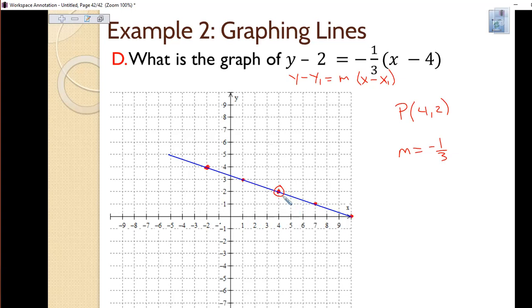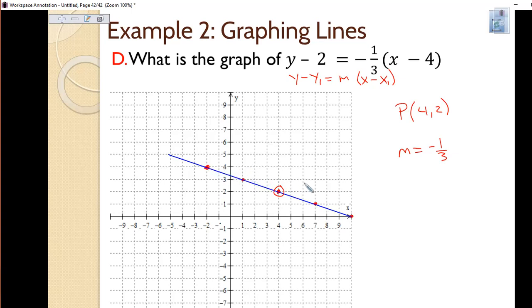So now we're going to apply the slope to this point, which means I want to go down 1 and run 3. Down 1, 1, 2, 3. Now I could have applied my negative to the run instead. So I could go rise 1 and left 3, negative 3. Rise 1 and 1, 2, 3.